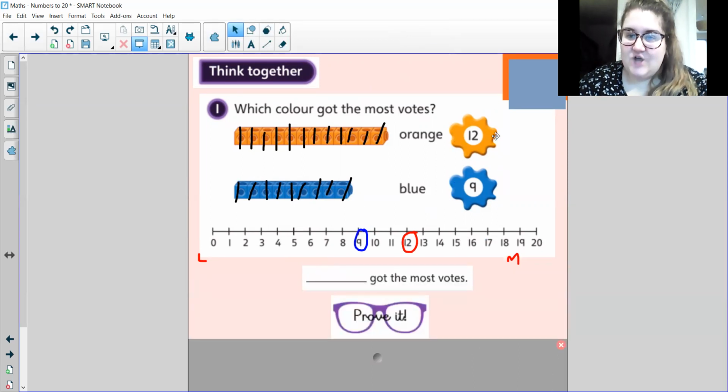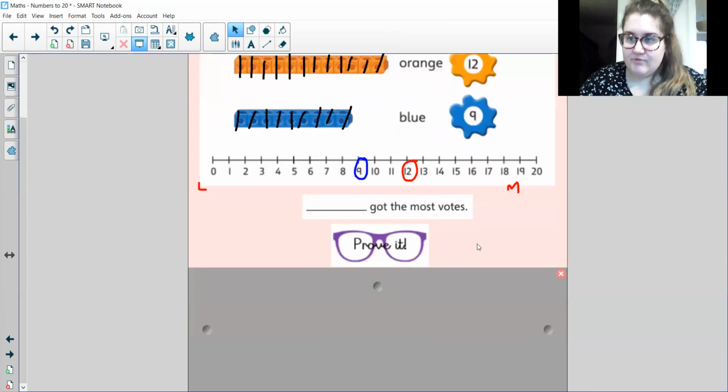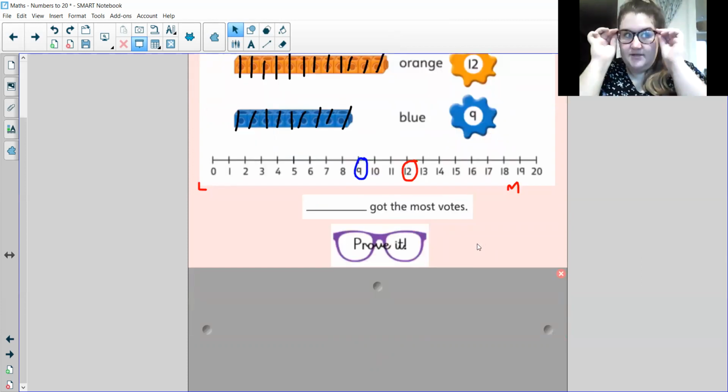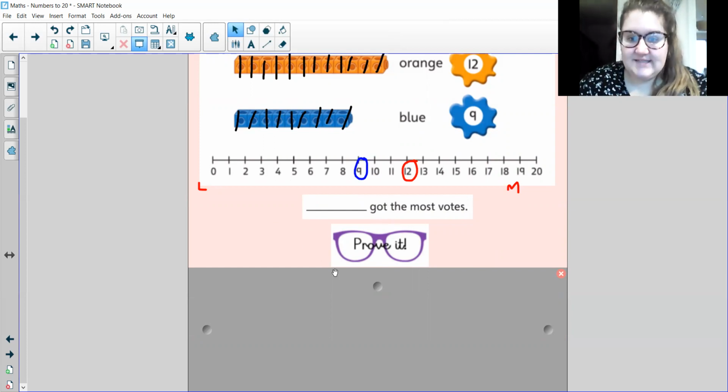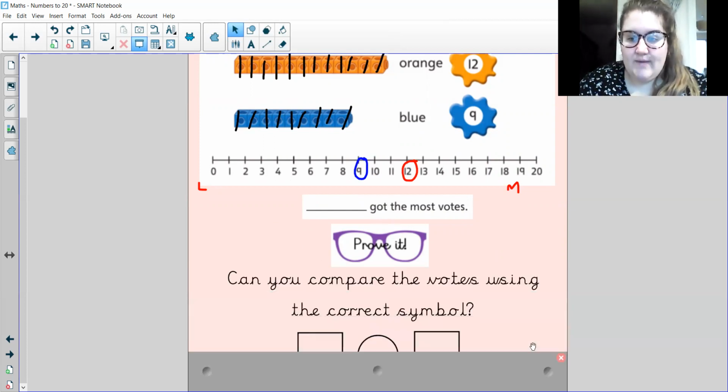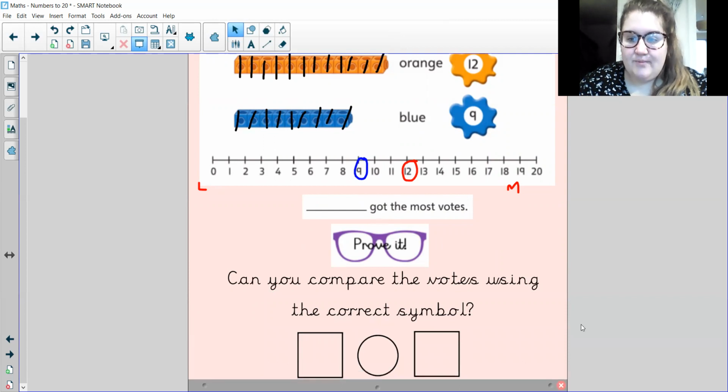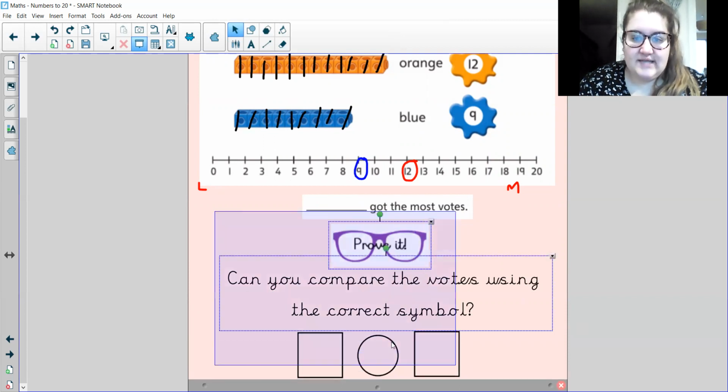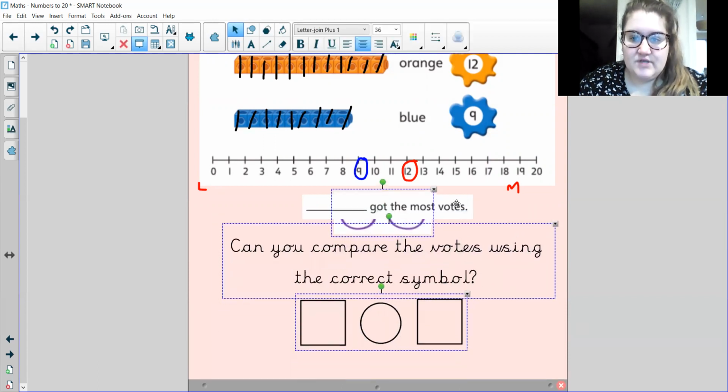So hopefully you said orange got the most votes, okay, because 12 is a greater number. And now we're going to put on our purple Prove It glasses. Can you put them on? There we go. I've got my purple Prove It glasses on, and we are going to compare the number of votes using the correct symbols, okay?